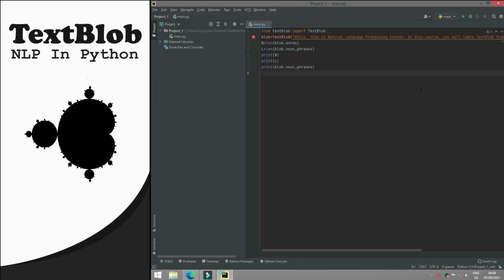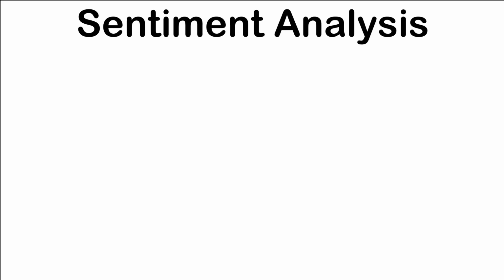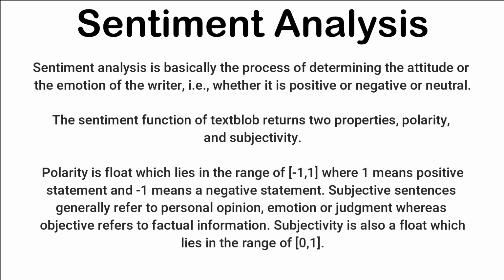Before I jump into coding, it is very important to understand what sentiment analysis is. Sentiment analysis is basically the process of determining the attitude or the emotion of the writer, whether it is positive or negative or neutral. So I hope you have understood what sentiment analysis is. And now the sentiment function of Textblob, which enables us to determine the attitude or the emotion of the writer, returns two properties: the polarity and the subjectivity.